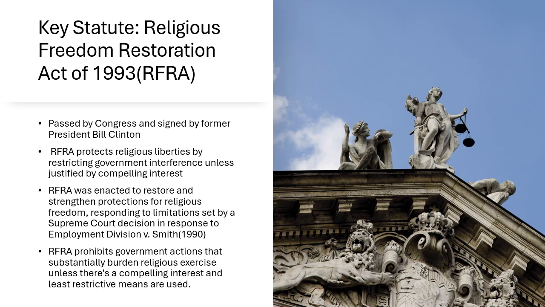Okay, next key statute: the Religious Freedom Restoration Act of 1993, also known as RFRA, which was passed by Congress and signed by former President Bill Clinton in 1993 to protect religious liberties by restricting government interference unless it was justified by what they considered a compelling interest.